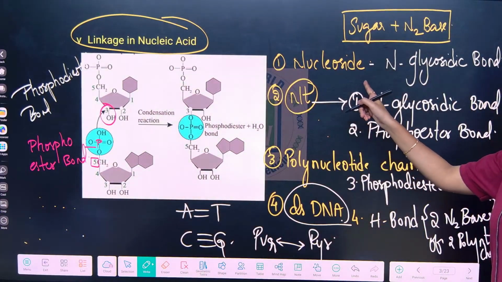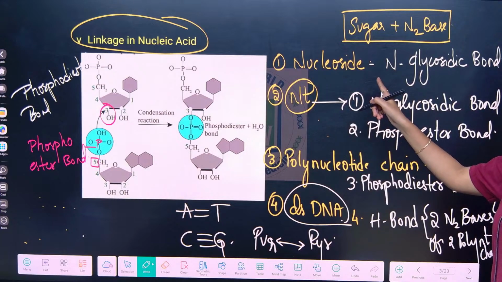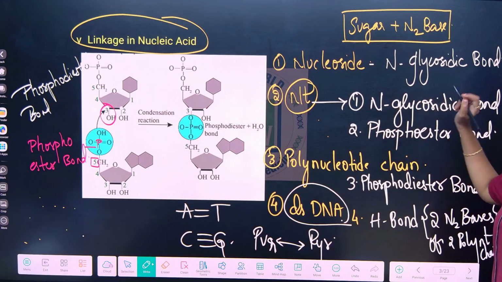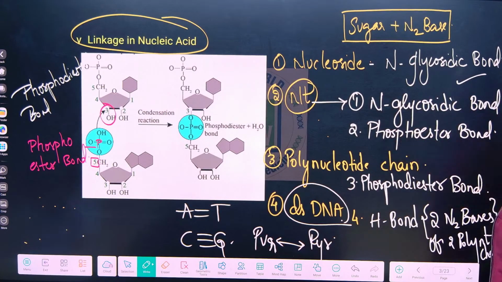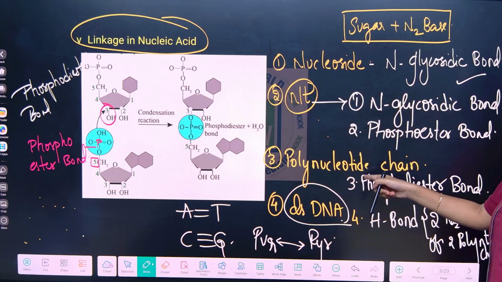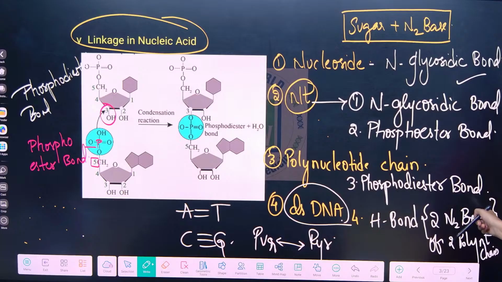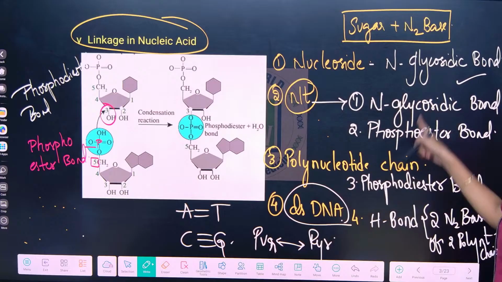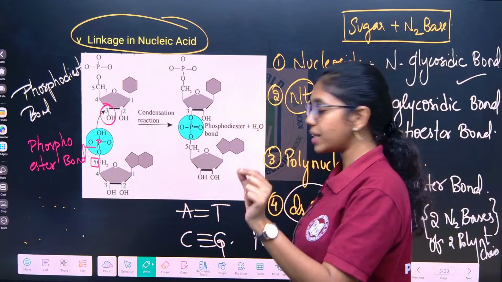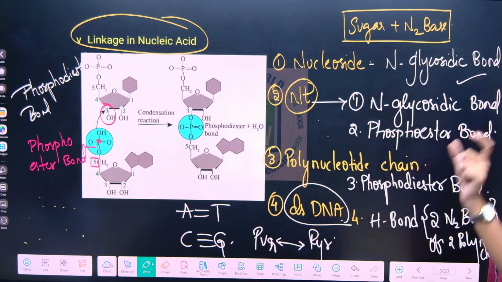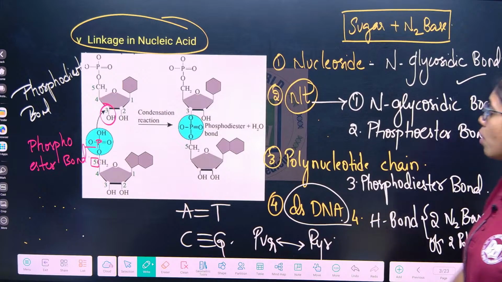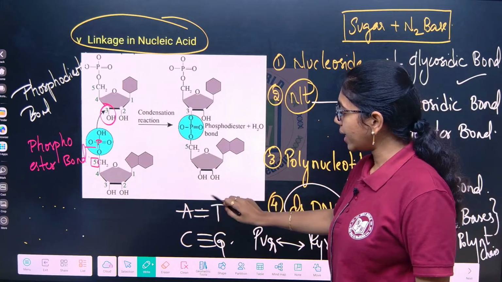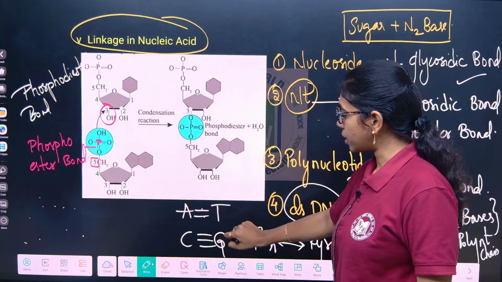So, you tell me, for a nucleoside, what is the bond involved in the formation of nucleoside? Good. For nucleotide, 2, N-glycosidic bond and phosphoester bond. For a polynucleotide chain, phosphodiester bond is also included. Double stranded DNA, along with these 3, hydrogen bond is also included in between the nitrogen bases of 2 polynucleotide chains. Okay. 2 hydrogen bonds are present in between adenine and thymine, 3 hydrogen bonds are present in between guanine and cytosine.